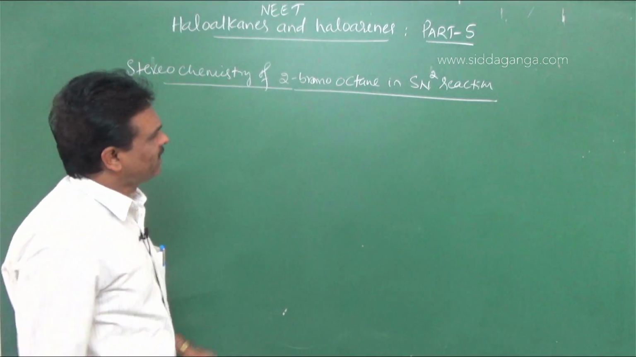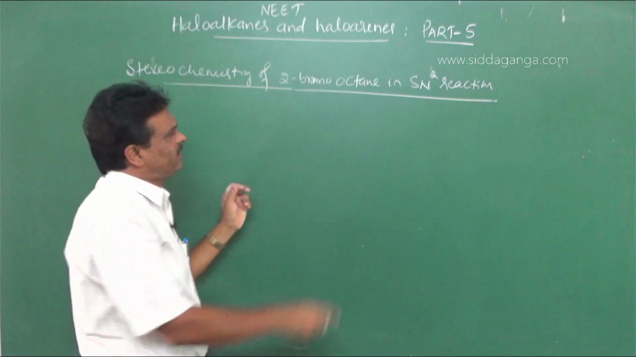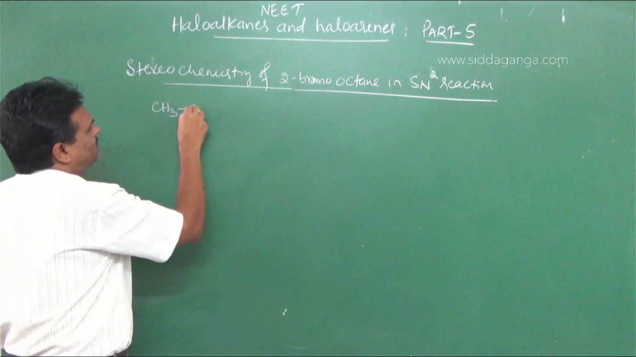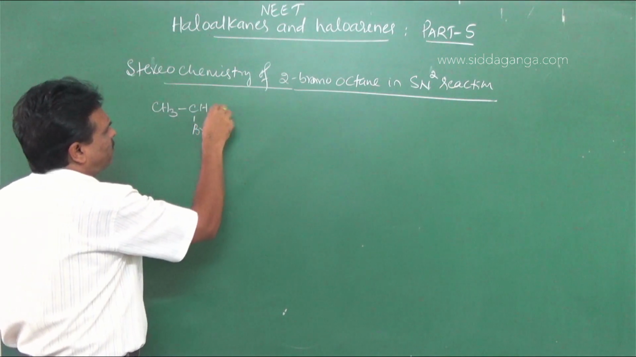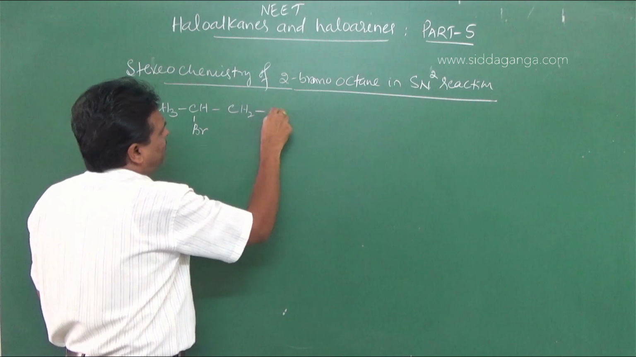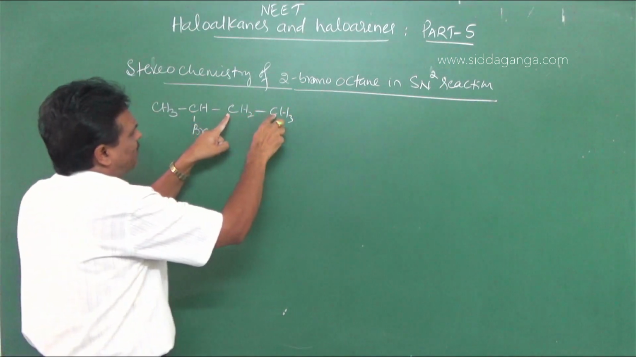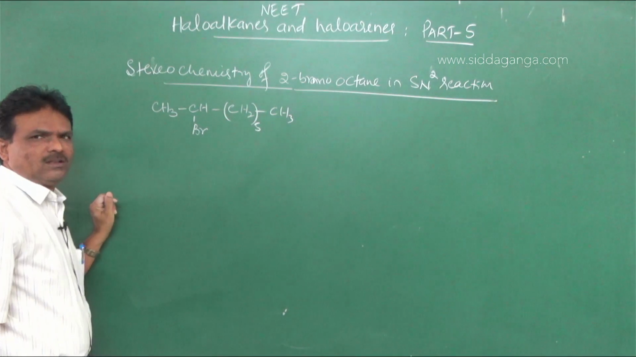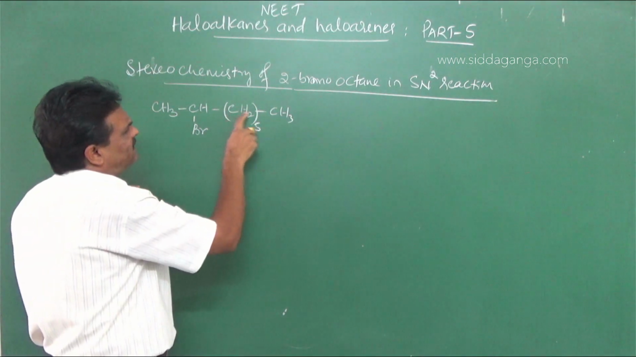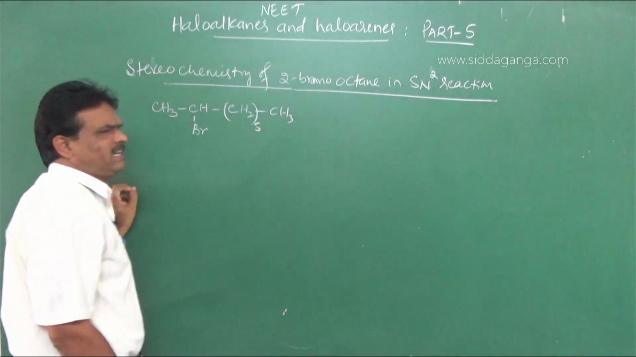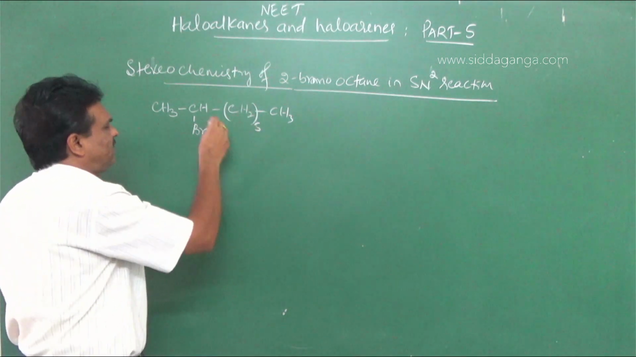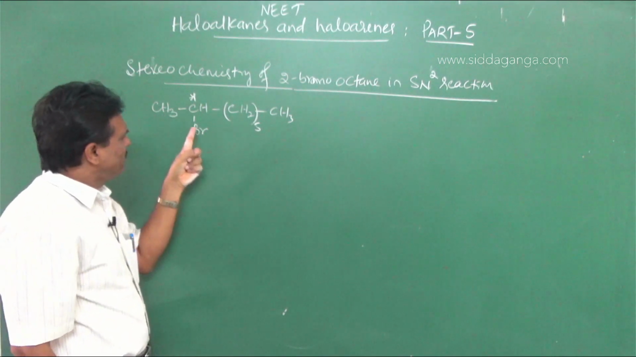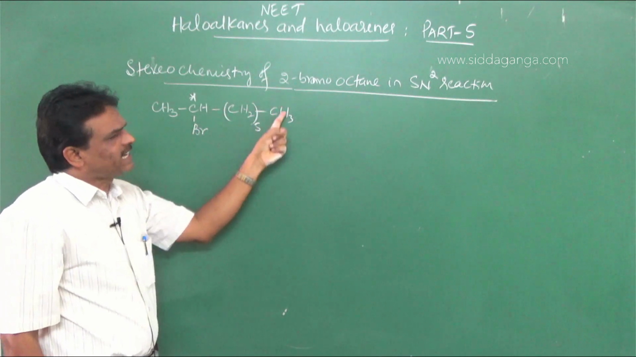Clear? Let us see then. So when only inversion configuration is there, 2-bromooctane is CH3 CHBr CH2, then CH3. Total there should be 6 carbons. Since CH3 is there, this is 5. So in that, C6H13. C6H13. This is the asymmetric carbon atom: one methyl group, one bromine atom, one hexyl group.